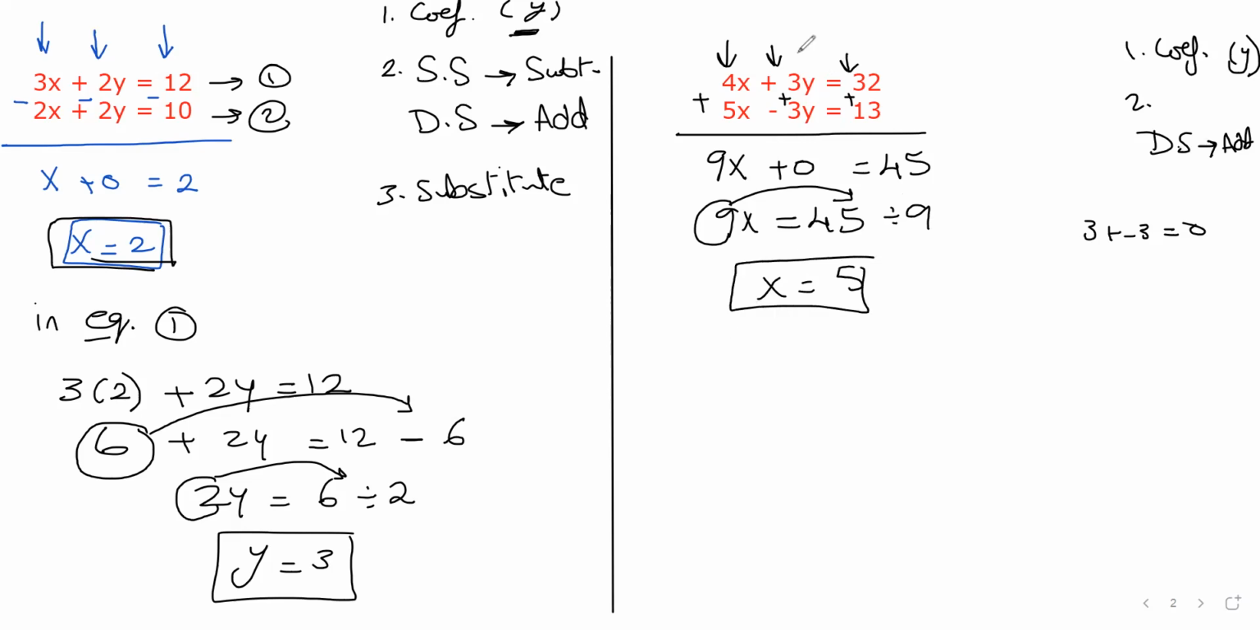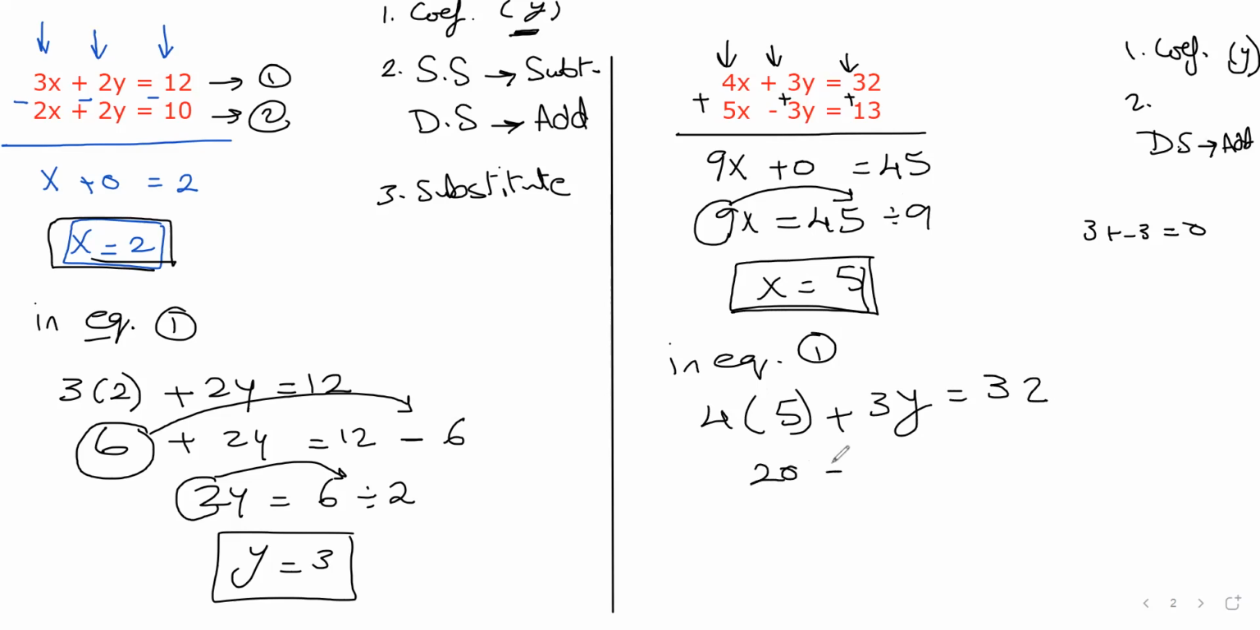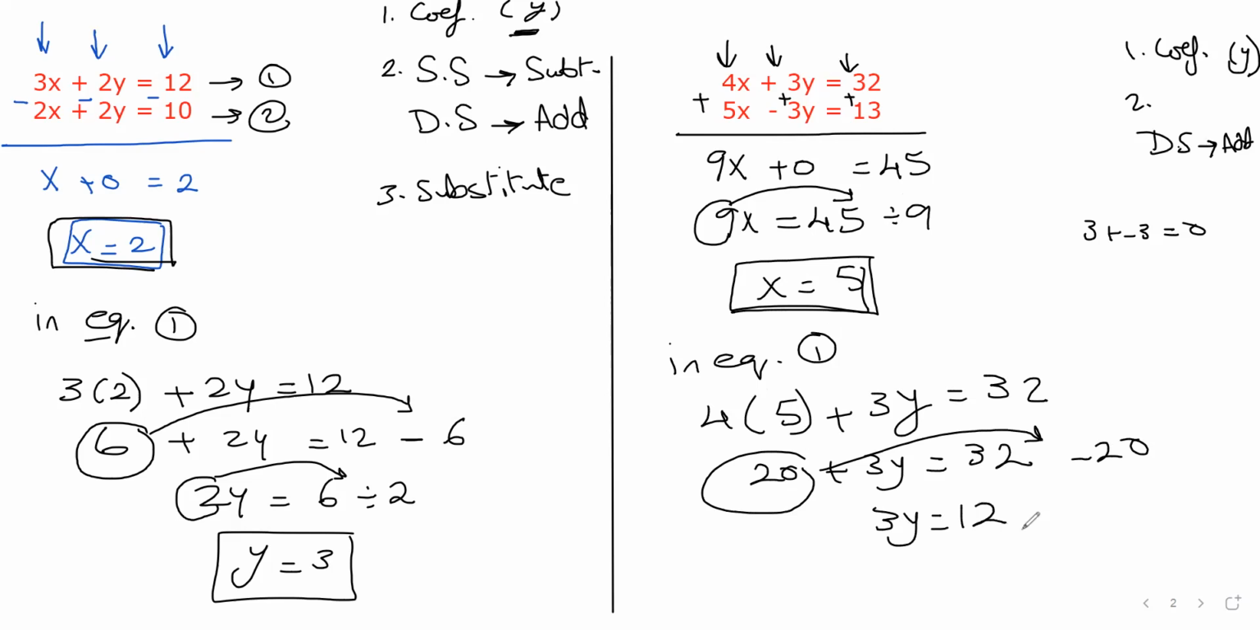Substitute in any of the equations, any of them will work. In equation 1, I have 4 multiplied by x, which is 5, the value of x I just got, plus 3 multiplied by y equals 32. So 20 plus 3y equals 32. Move the 20 to the other side as minus 20. So 3y equals 12. Move the 3 to the other side as division. So y equals 4. So we got both values of x and y.